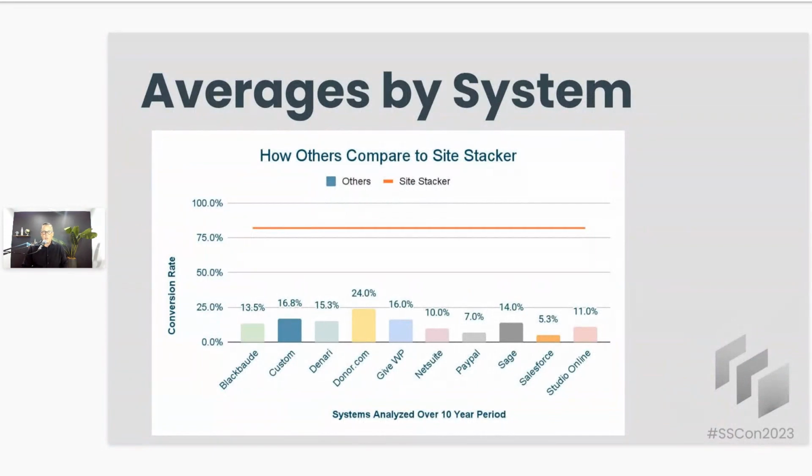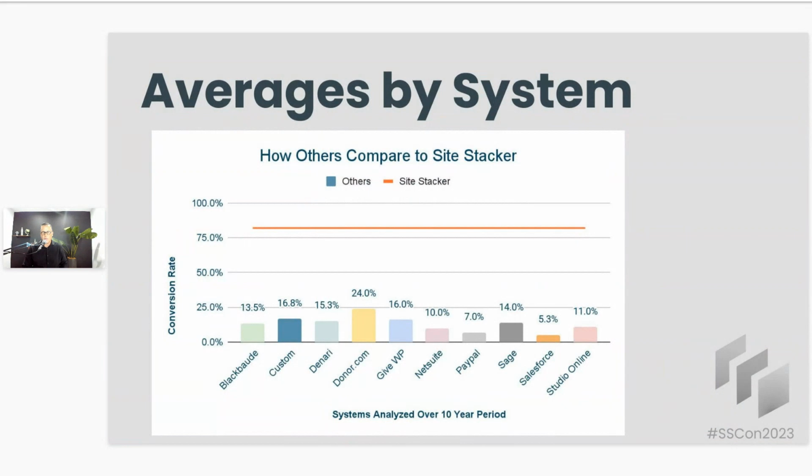This slide just gives you a little bit of an idea of how some of the other systems that we often replace have performed over those 10 years by our internal analysis. And by the way, it's completely apples to apples. We do the analytical review exactly the same way, to be fair and to be very transparent. So it's totally apples to apples.